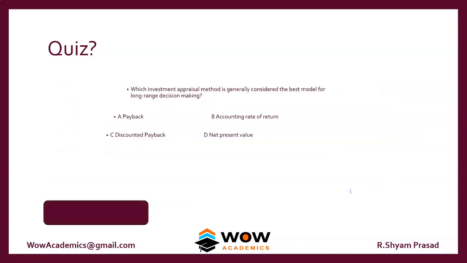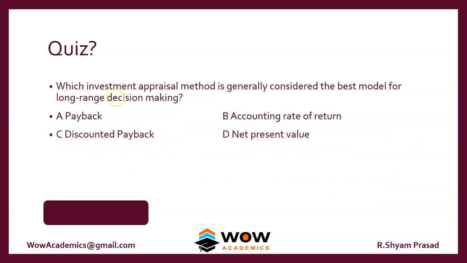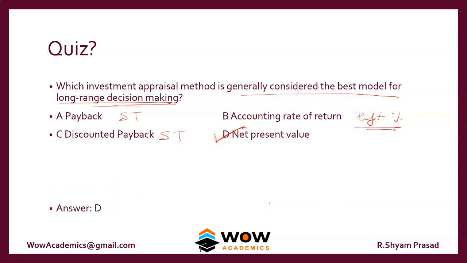So we have another quiz. Which investment appraisal method is generally considered the best model for long range decision making? If you have an answer of NPV, select that. Payback selects projects which are short term oriented. Discounted payback also selects short term projects. ARR selects the high profitability projects. It doesn't consider the length of the project. NPV is the answer. So the answer should be D.